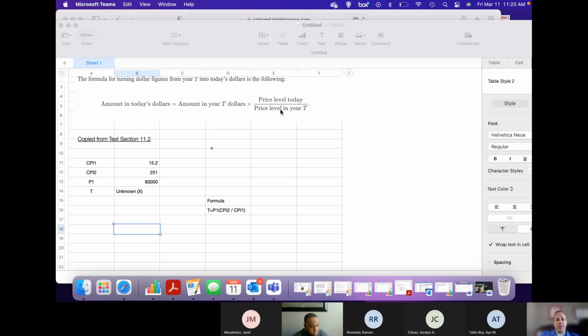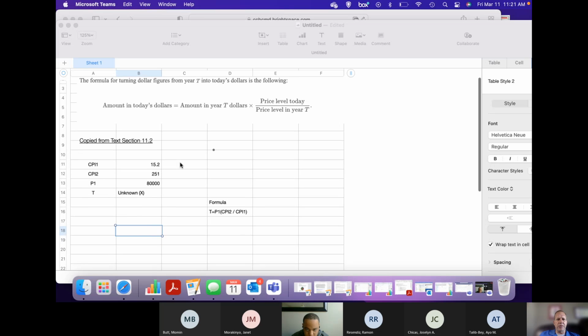So here is the formula as it's listed in the text. And then here I've just put it in again with abbreviated symbols. And over here is what these symbols represent. So what we want to know is the total value of, I think it was Babe Ruth's salary today, given that he was making $80,000 back in, I think it was 1931, the time period one, back when the CPI was at 15.2. And then in today's values, the CPI is at 251. So I basically just plug these values into the formula and I'll get the answer.